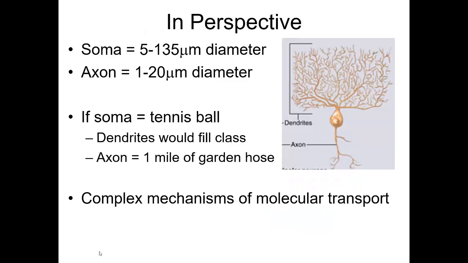So to put things in perspective regarding the size of a neuron, the cell body of a neuron could range anywhere between 5 to 135 micrometers in diameter. So just to clarify, 1 millimeter is 1,000 micrometers. And an axon could range anywhere between 1 to 20 micrometers in diameter, which is its cross section.